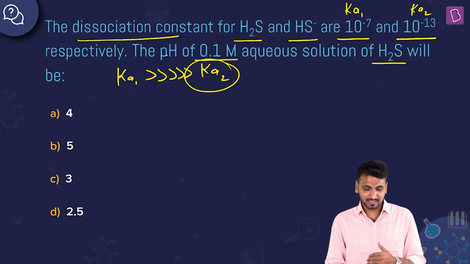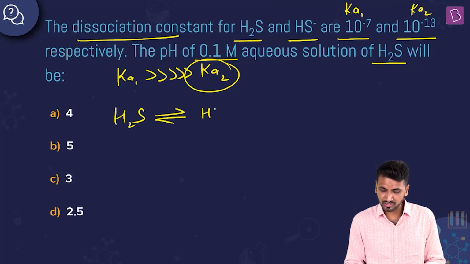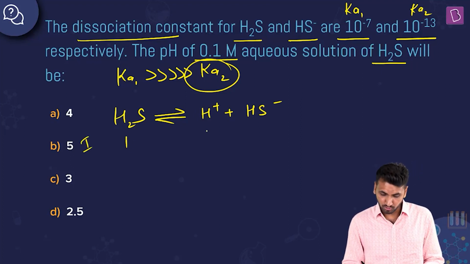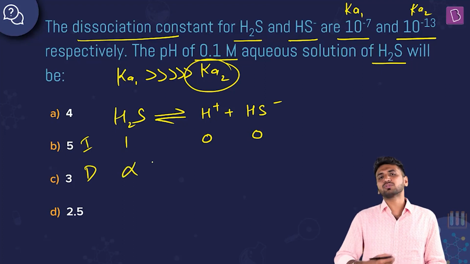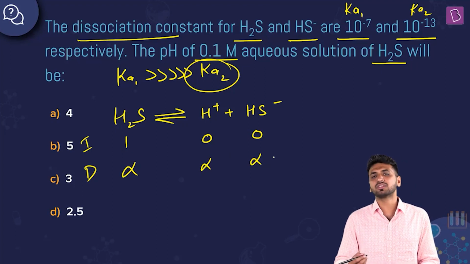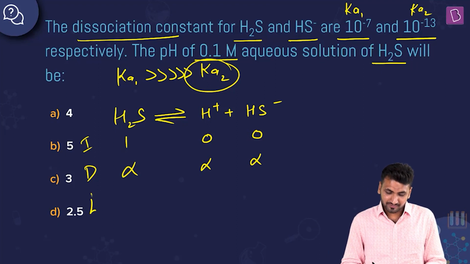Okay, but let's try solving it. We'll see to it further. H2S is going to dissociate into H plus and HS minus, right? So if I say initially it was 1 mole of H2S, then it is going to be 0 and 0 here. Dissociated, let's say that out of 1, alpha H2S got dissociated, then alpha H plus is going to form and alpha HS minus is going to form. This is according to the stoichiometric coefficient. So the left amount will be 1 minus alpha and alpha.